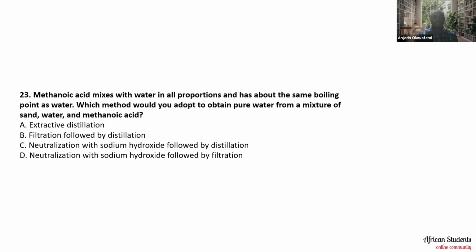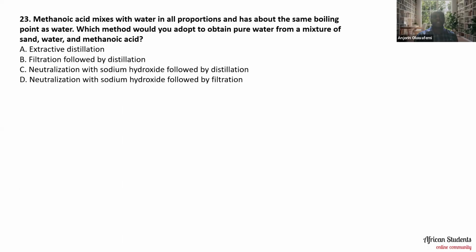Okay. So methanoic acid mixes with water in all proportions and has about the same boiling point as water. Which method would you adopt to obtain pure water from a mixture of sand, water, and methanoic acid? Is it extractive distillation, filtration followed by distillation, neutralization with sodium hydroxide followed by distillation, or neutralization with sodium hydroxide followed by filtration? The answer is filtration followed by distillation.